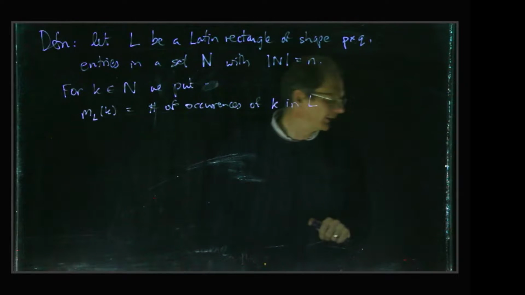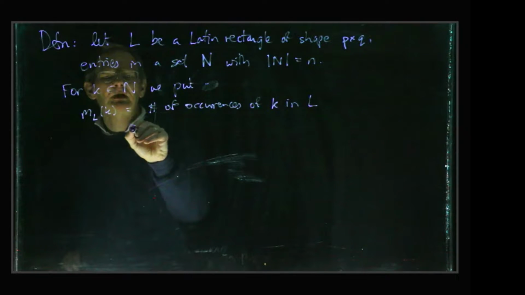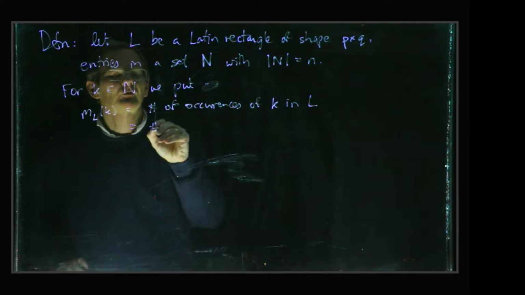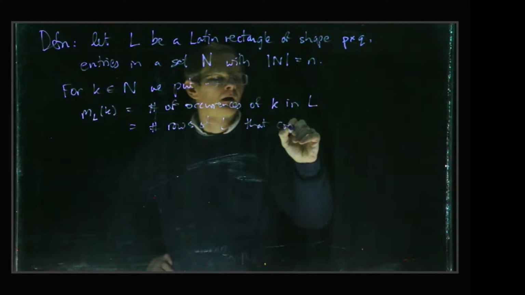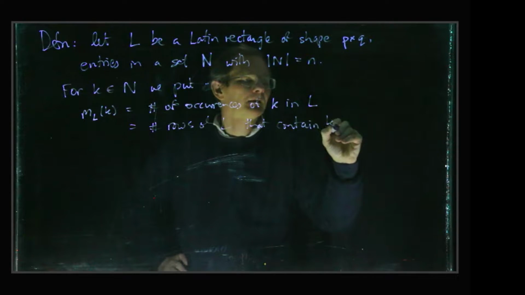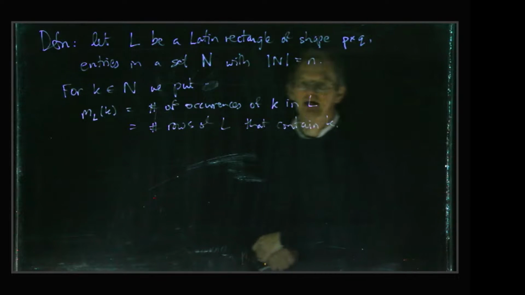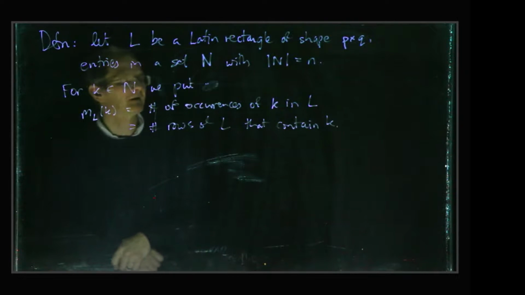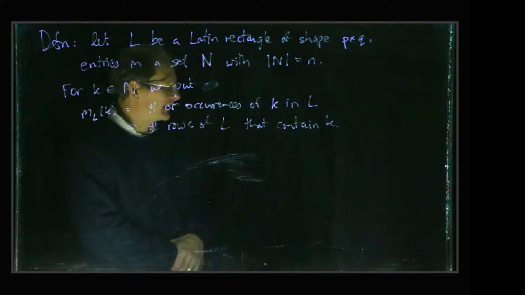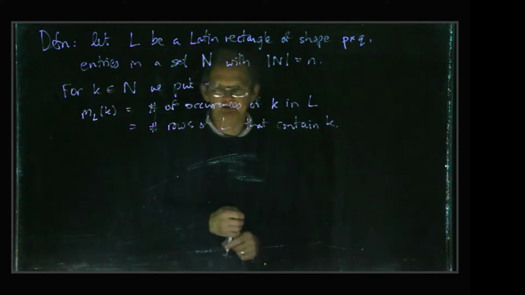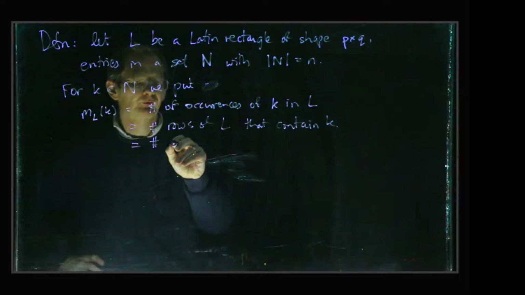Okay, so we look at how many times we see a K in the full table of entries of L, and we note that this is actually the same as the number of rows of L that contain K. That's because L is supposed to be a Latin rectangle. If a row contains K at all, it only contains it once, since we're not allowed to have any repetitions in any row. So any row that contains K contains precisely one K, so the number of K's is exactly the same as the number of rows that contain K. And of course, the same logic works for columns.